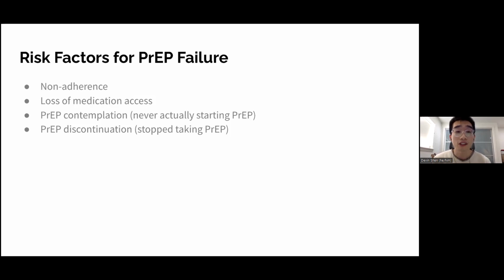For PrEP failure, usually biomedical failures are very rare. Usually PrEP fails if it's not taken. So if the patient is not adherent, or if they have lost medication access, if they never started PrEP in the first place and were just contemplating, or if they discontinued PrEP, these are the biggest risk factors for PrEP failure. Biomedical failures are very rare. It's 99% effective if it's taken once daily.